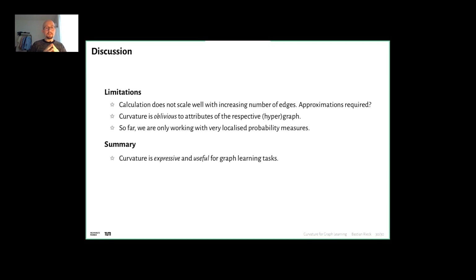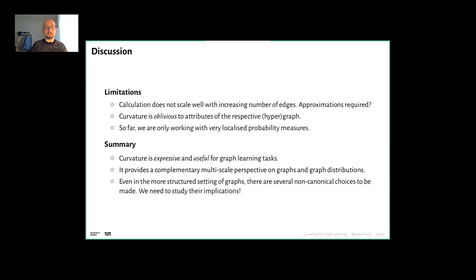To summarize, I hope I have convinced you that curvature is expressive and useful for graph learning tasks. It provides a complementary multi-scale perspective on graphs and graph distributions. I want to stress that even in the more structured setting of graphs, there are several non-canonical choices that had to be made. Moving forward, I would really say we need to study their implications a little bit more in detail, because otherwise it's a little bit unclear what we're actually looking at.